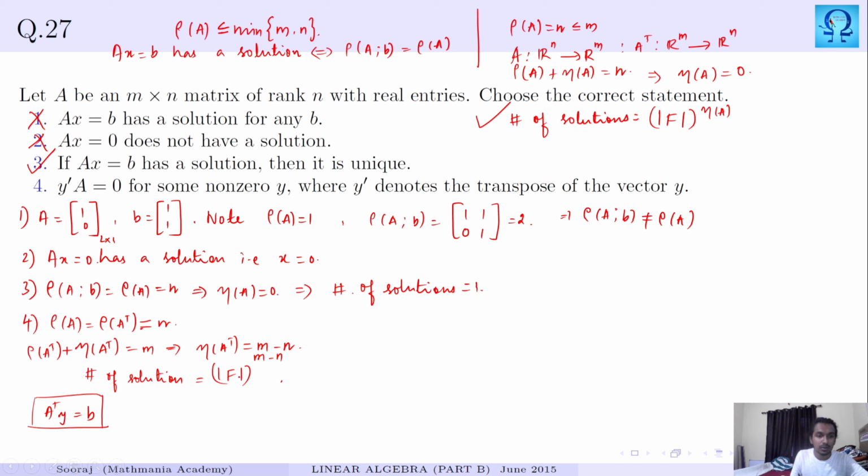When can the solution be unique? When this m minus n is 0. Okay, the solution to A transpose y equal to b is unique if m is equal to n, so that we will get m minus n as 0. Here, if you have to get some non-zero y for which this is true, then you must have m equal to n. Okay, this is not the case here. So this cannot be true in general.